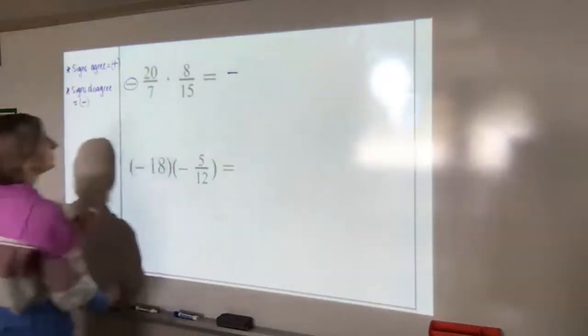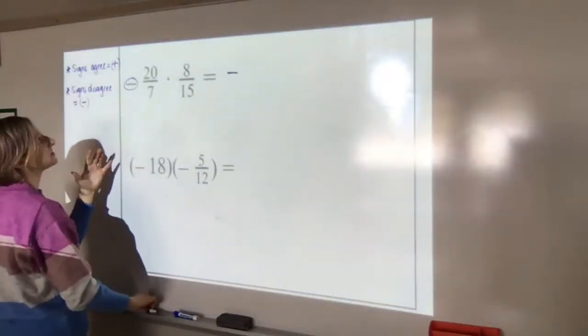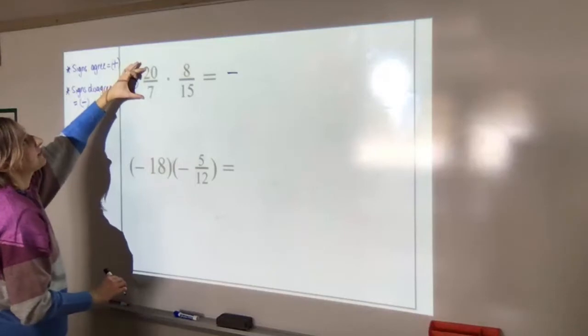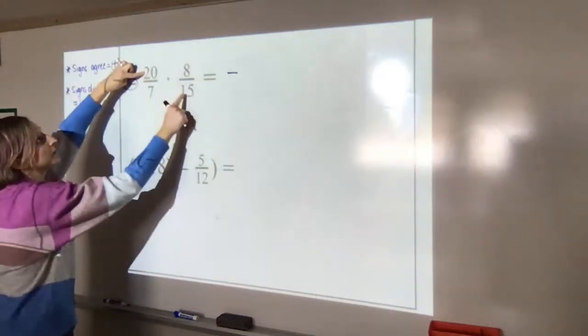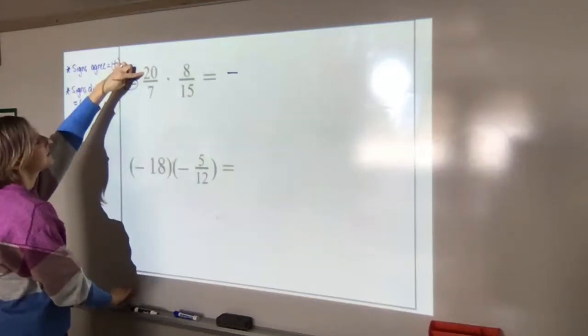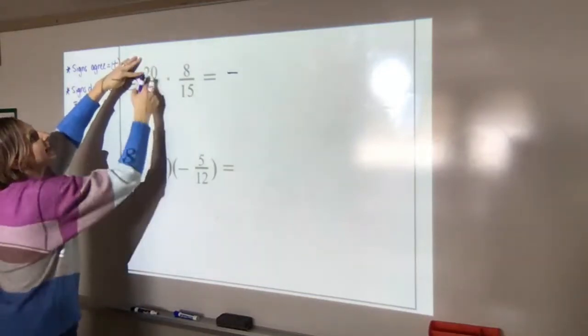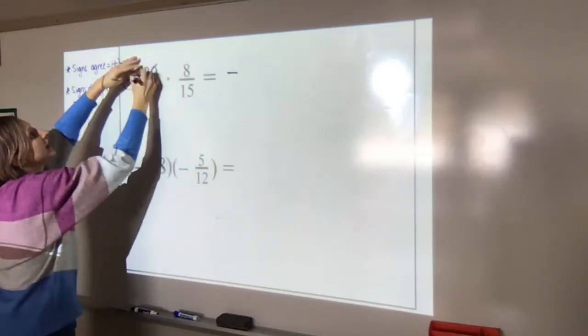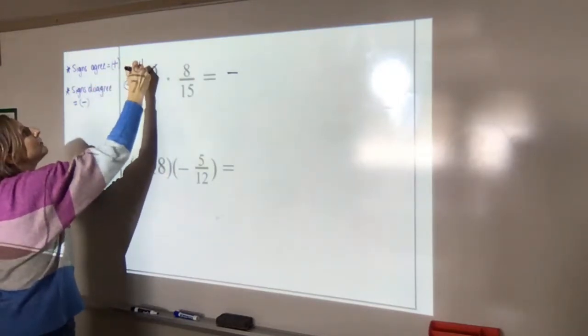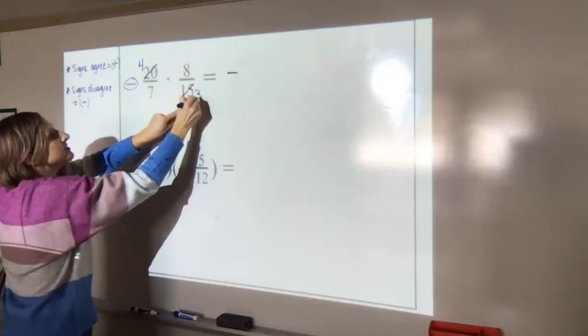So now we're going to simplify before we multiply. So 20 and 7, do they share a factor? Nope. Remember, I take the numerator to every denominator. So 20 and 15, do they share a factor? They do. I can divide both of those by 5. So 20 divided by 5 is 4. 15 divided by 5 is 3.